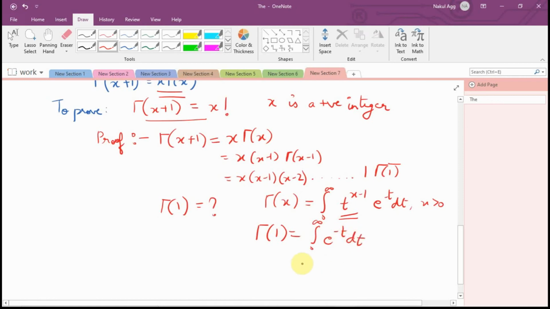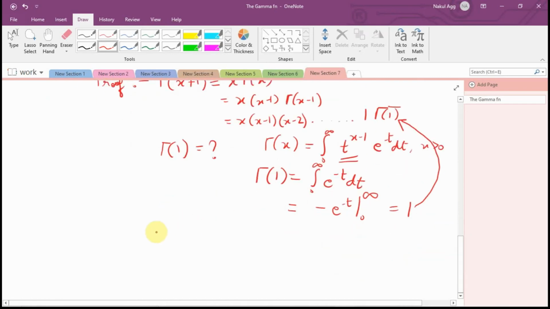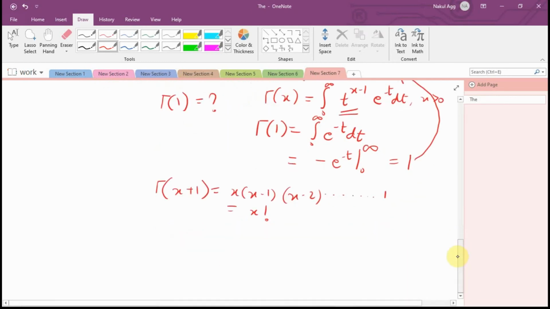Now this is a simple integral to evaluate. So this is minus e raised to power minus t evaluated at the endpoints 0 and infinity. This is equal to 1. Now if this is equal to 1, we substitute it here, and we find that the expression evaluates to x into x minus 1 into x minus 2 up to 1. This is nothing but x factorial. This is quite a useful relation.